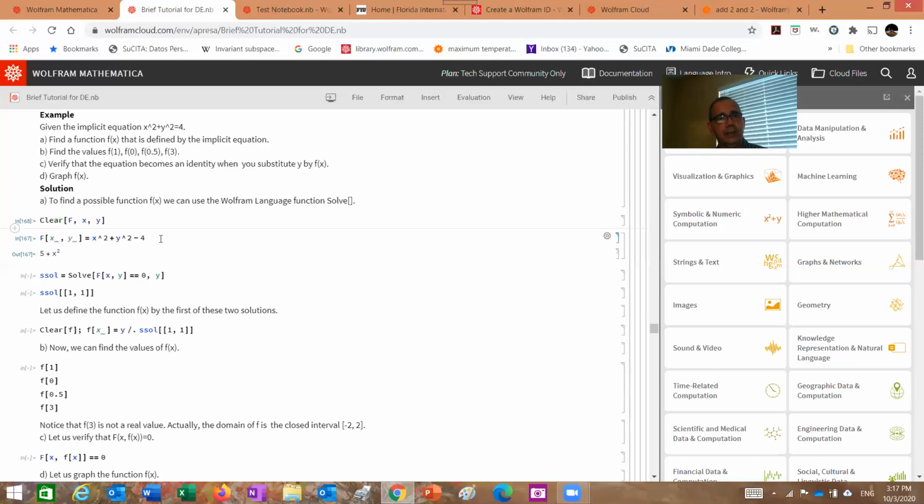And now let me repeat to run this input again. So here you press Enter and you get what? Now you get the whole expression of that function. Now I can solve this equation for y. To solve this equation for y, I use the built-in function Solve. So solve that equation, f of x comma y, double equal sign for any equation.